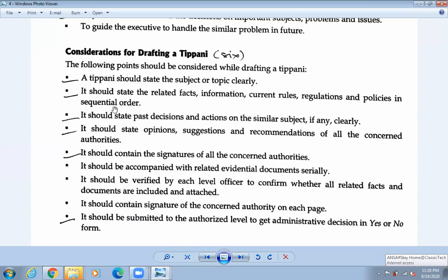Okay, so consideration. When you write a letter, what should be there? One is, a letter should state the subject or topic clearly. First of all, we wrote applications when we were small, like due to fever, I could not attend my class. So this subject will make it clear.